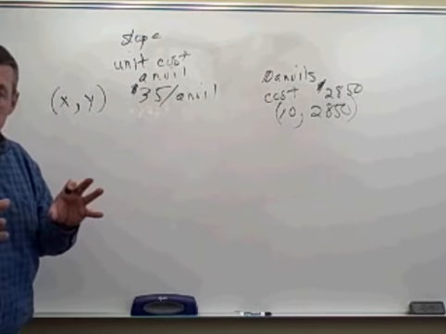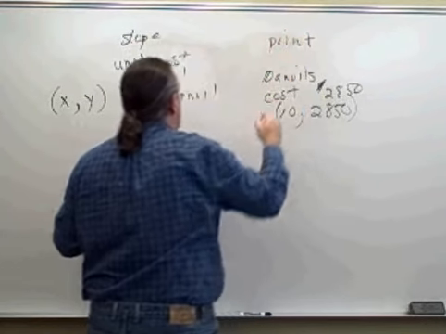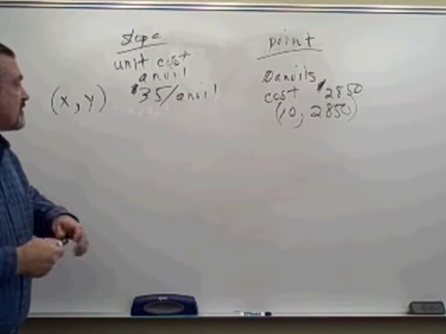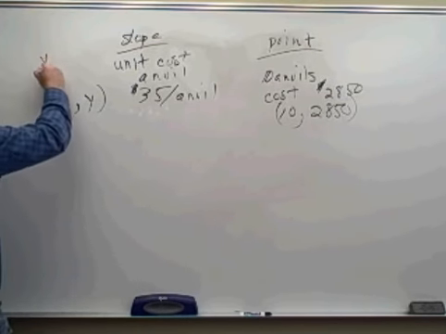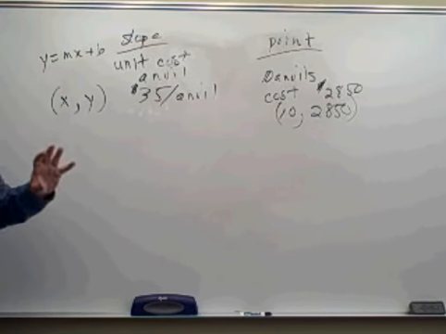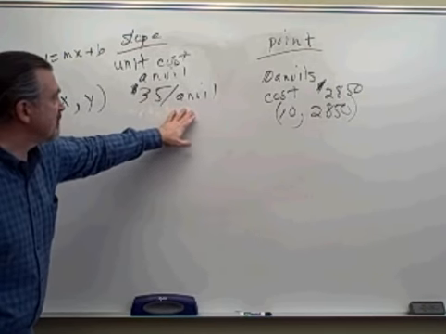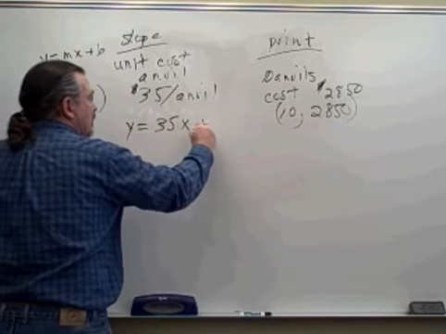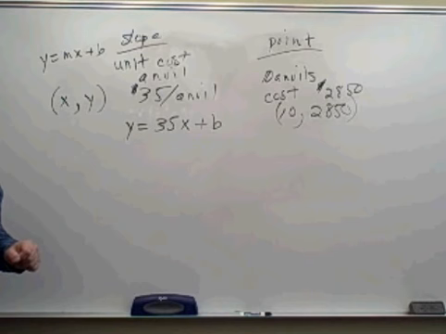If this is a linear relationship, there's a straight line. So we've actually been given the slope and a point. And so we can use that information to create our equation. And remember, our equation is a linear equation, so it's going to have this form, y equals mx plus b. Well, if the $35 per anvil is my slope, then my equation so far, from the information I've been given, looks like this, y equals 35x plus b.